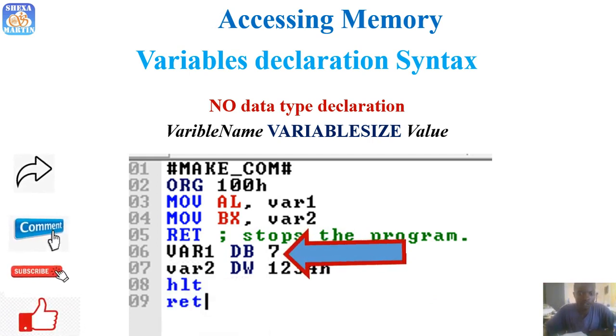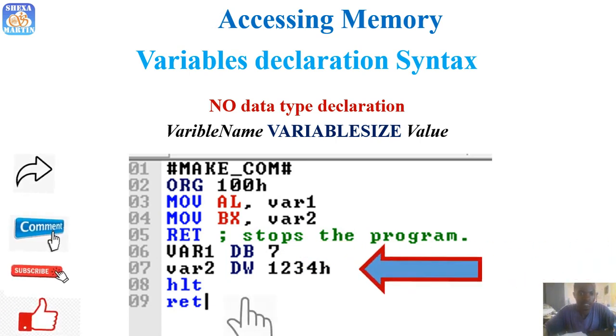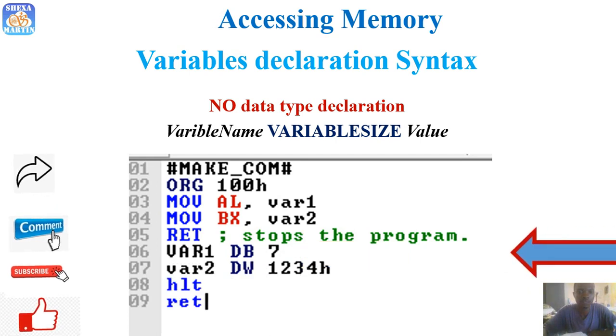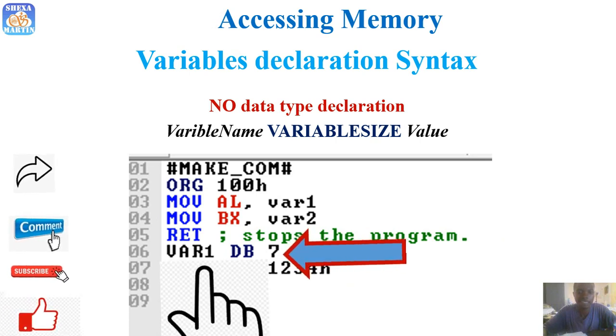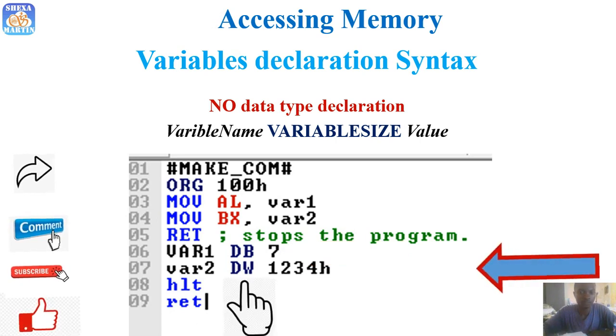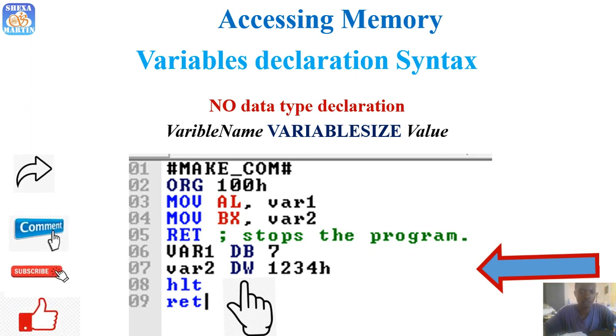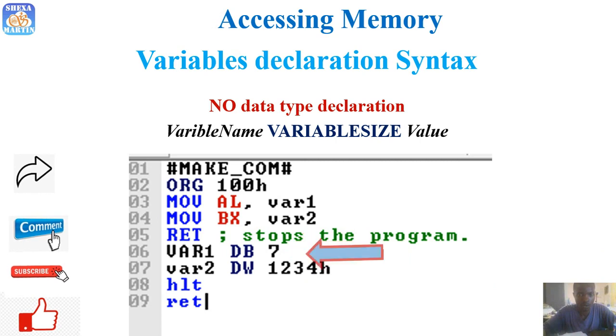Let's now look at the other variable declared within this same program, where var2 dw, it's now a word. If you look at it, it's a word, and it's given a hexadecimal value. The previous variable var1 was of size byte, and it was given a decimal value since it doesn't have any character appended to it. So var1 is a byte variable with a decimal value 7. Now we have another variable, var2, of size word, initialized to the hexadecimal value 1234. So that's our second variable declared within this program.